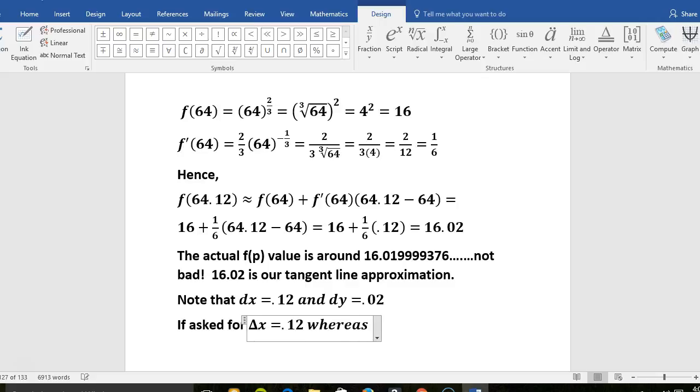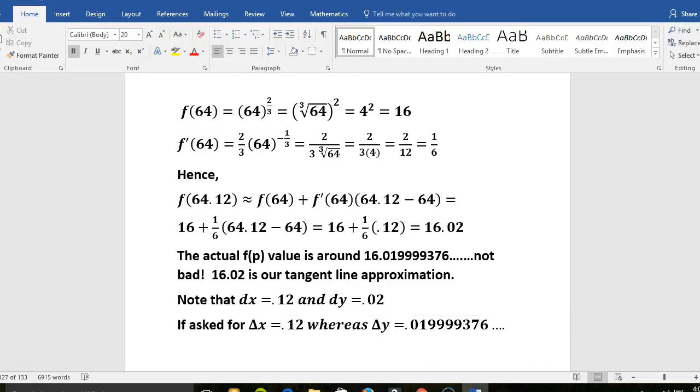Now, delta y, not dy, but delta y, is equal to 0.0199. Let's see, we got 1, 2, 3, 4 nines and a 376, and then so on forever. There's no way to really represent delta y. You would have to write forever. It goes on forever. It's an irrational number. So delta y is that.